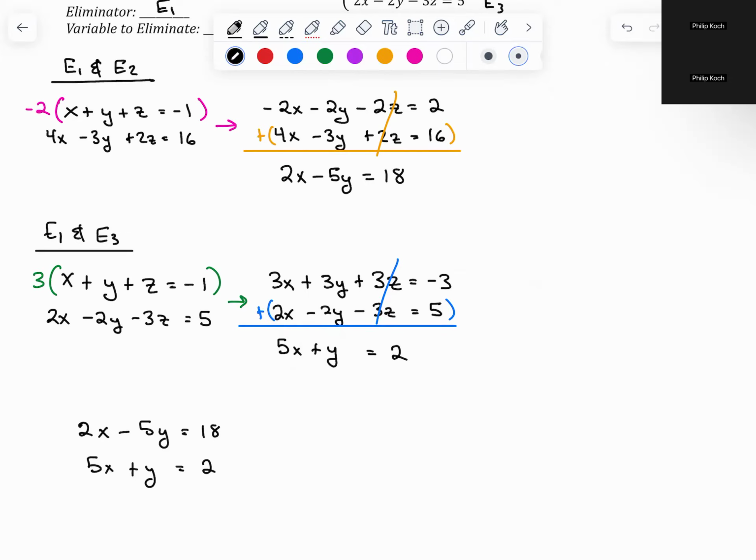I would argue that the best choice is to eliminate y, but you could also do substitution. That's fine too. But I'm going to eliminate y. So I'm going to multiply the bottom equation by +5. And that will give me 2x minus 5y equals 18. And then 25x plus 5y is equal to 10. And we'll add those two together.